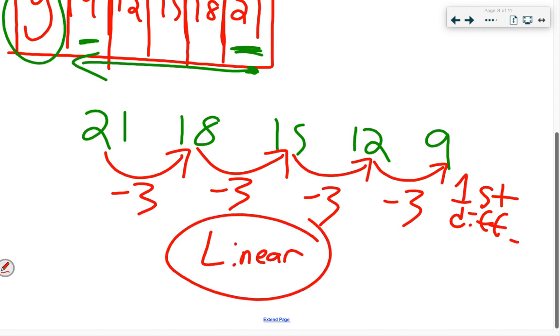So those are really easy. You just have to do one line of work. So that table of values is linear, which means its graph would be a straight line, and its function would not have any exponents. Okay? Let's do another one.